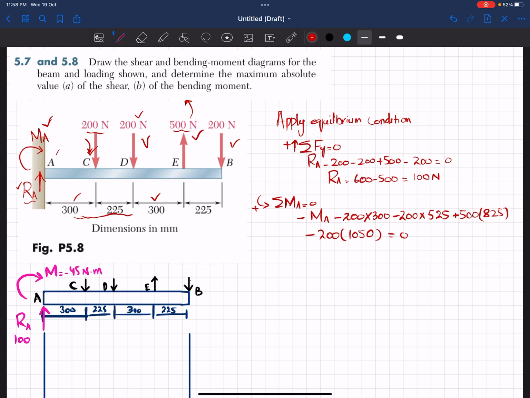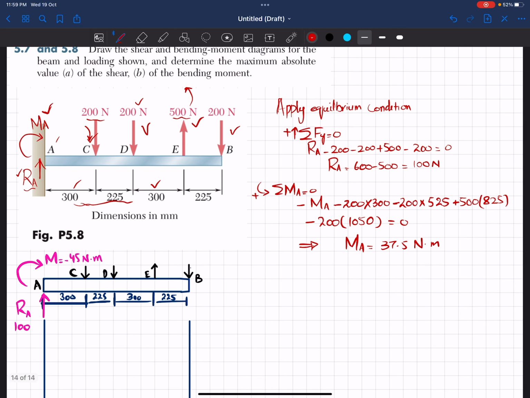When you calculate it, you will get the reaction moment at point A, which comes out to be 37.5 Newton meter. It means that the direction which we assumed, clockwise, is wrong. It should be a counterclockwise moment in order to keep the balance. Okay, now we have these reaction forces. We will move on to draw the shear force and bending moment diagram.